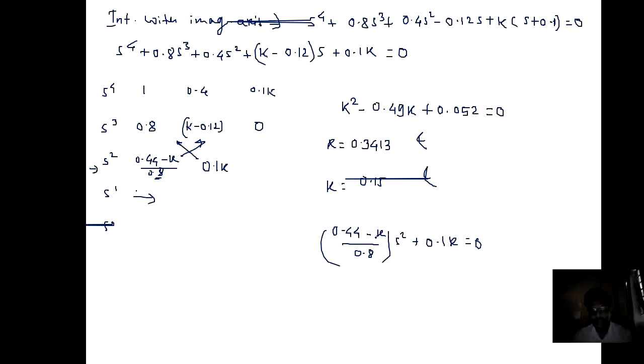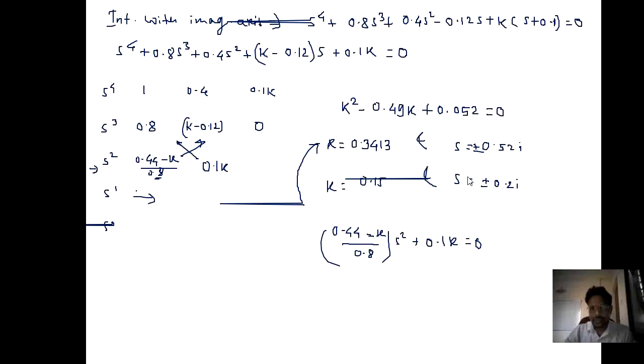Now put the value of k here and here. So when you put the value of k like 0.3413, s will be plus minus 0.52 i, and when k is 0.15, we will get s equal to plus minus 0.2 i. Now after the intersection points, for this numerical you can see we got two intersection points. Two means our root locus will intersect the imaginary axis at two points.